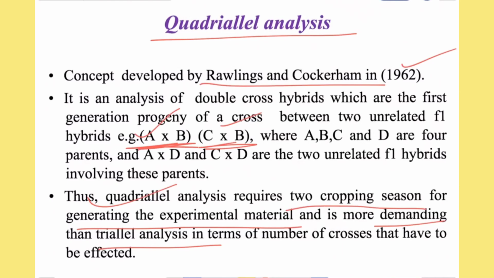Otherwise, for quadrilateral and triple analysis, the whole procedure and complete ANOVA and biometrical technique is similar, except that triple analysis is based on the three-way cross, and quadrilateral is based on double cross hybrids. So this is all about the biparental mating designs, NCD1, 2, 3, and triple analysis and quadrilateral analysis.